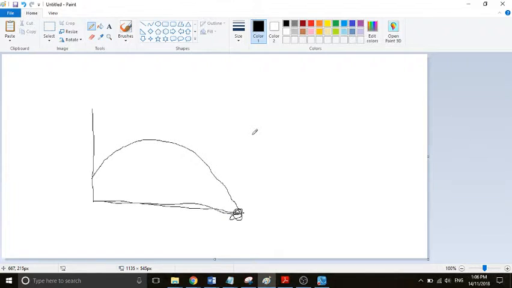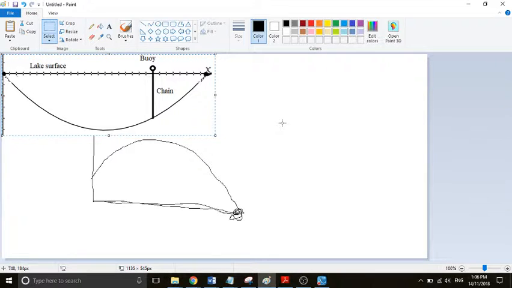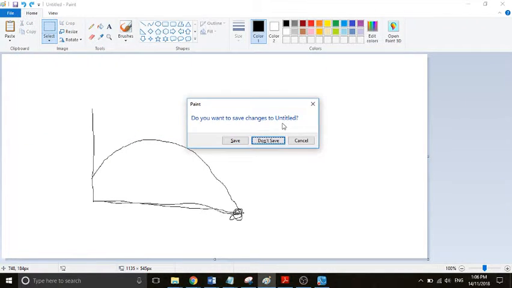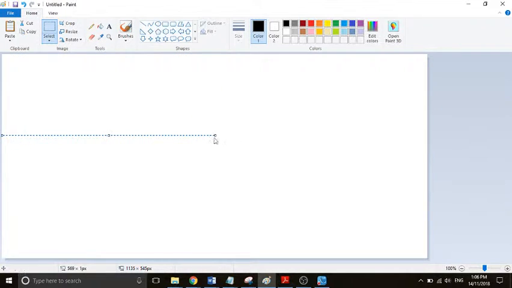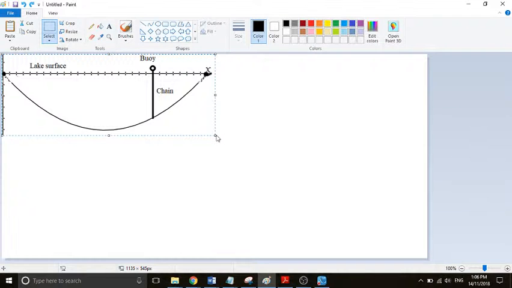No, Control Z, Control N, no, don't save, Control V. So here, what we're going to do, whoops, frustrating. No, it's happening again. Okay, if we can drag, I'll get a bit bigger.